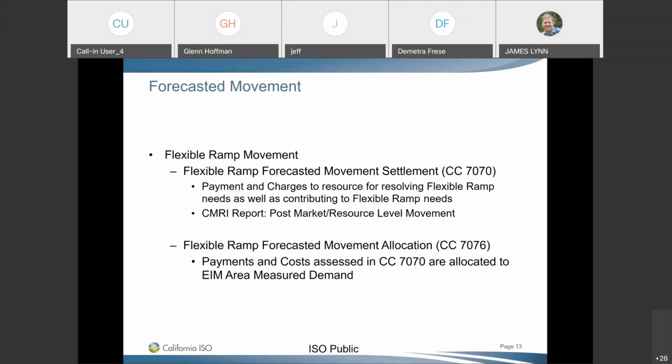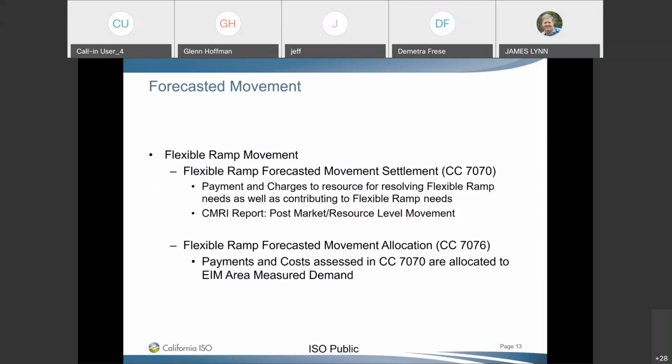Now, the resources that will get the forecasted movement payment or charge are going to be generation and intertie schedule, because they participate in both the 15-minute and the RTD market. Now, load does not participate in the 15-minute and the 5-minute dispatch market. What we use is demand forecast. So whoever I've paid or charged, in essence, I've calculated all my forecasted movement. I now have to allocate that. We allocate it to load.